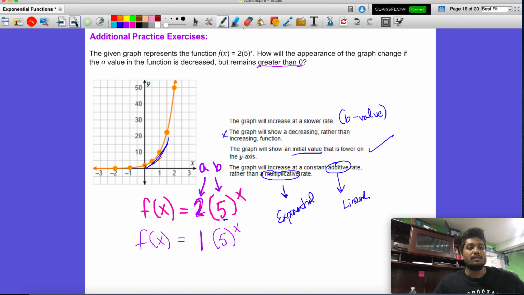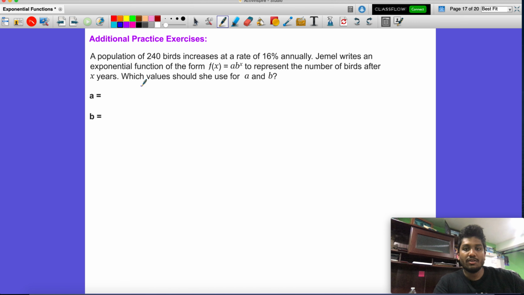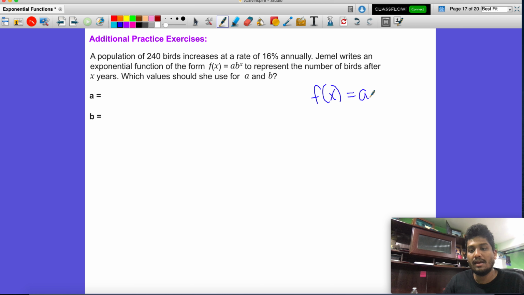All right. A little bit of moving away from the graphs, it says a population of 240 birds increases at a rate of 16% annually. Jamel writes an exponential function of this form, f of x equals a times b to the x, to represent the number of birds after x years. Which value should he use for a, and b?